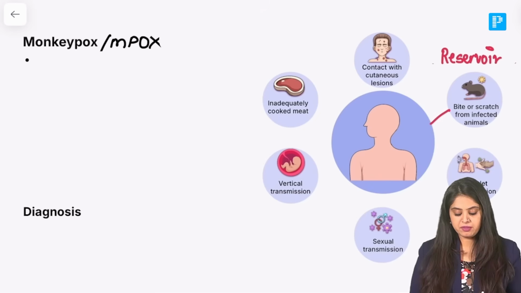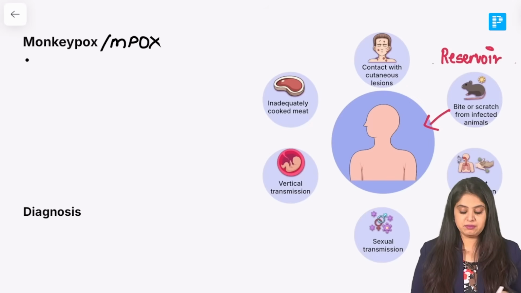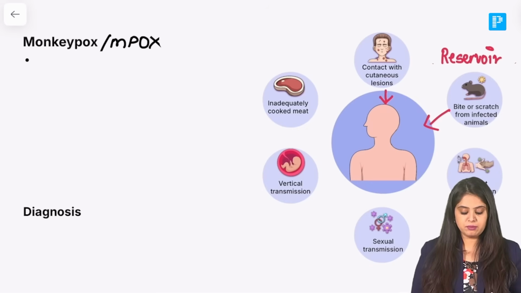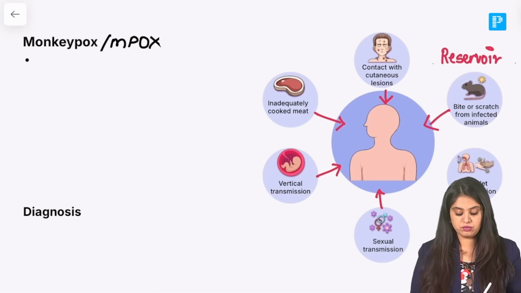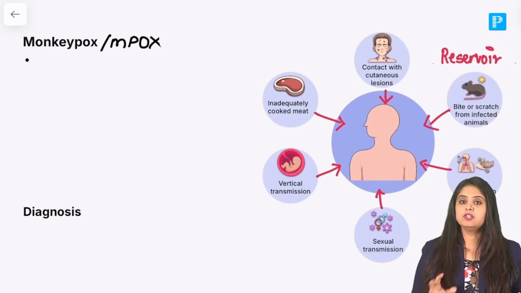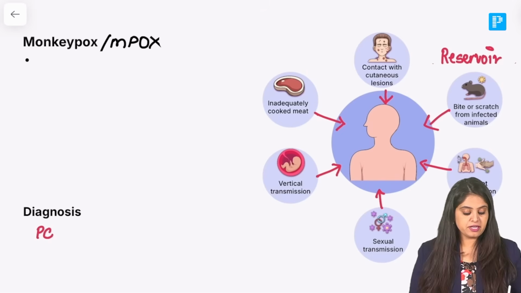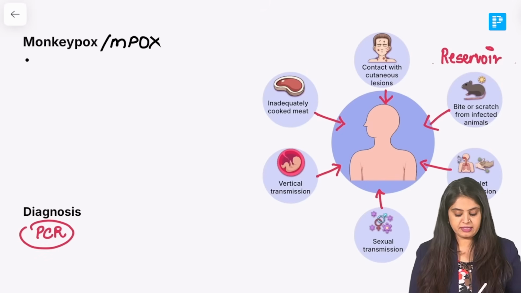It can come from the bite or the scratch of an infected animal. It can come after coming in contact with patients. Patients have a rash, so if you come in contact with the rash of such a patient, you can acquire monkeypox. It can be through consuming undercooked meat, through mother to child transmission, through sexual transmission, through droplet transmission. So we realize that possibly every route is possible for monkeypox. And of course, for the diagnosis, you are going to go in for PCR, and that was the question over here.